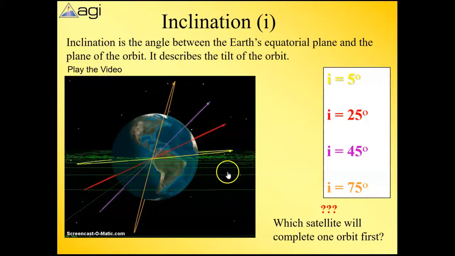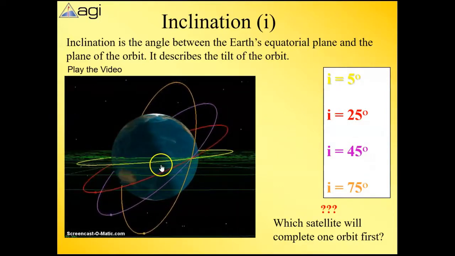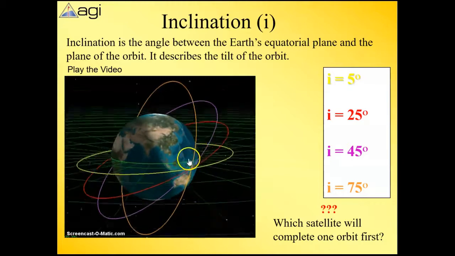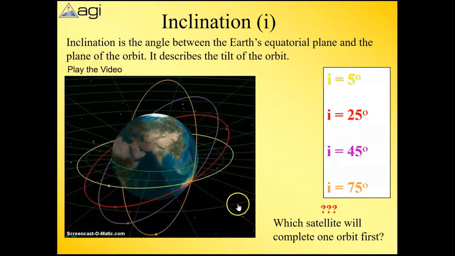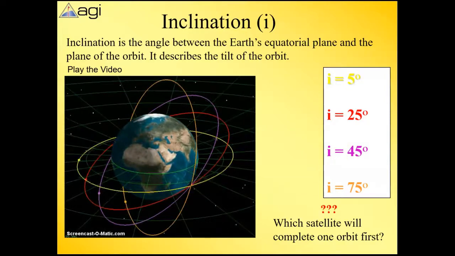So here you can see that these different colors represent the different angles, using Earth's equatorial plane right here. Which satellite will complete the orbit first? Well, it looks like they're all the same. You'll notice that they all hit this point at the same time. So inclination doesn't change the speed of the orbit.